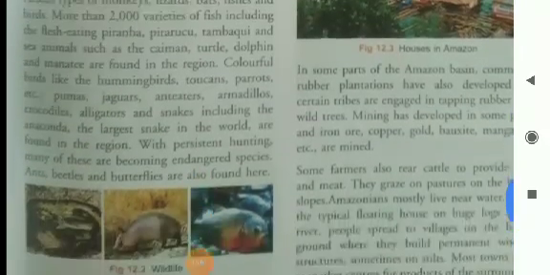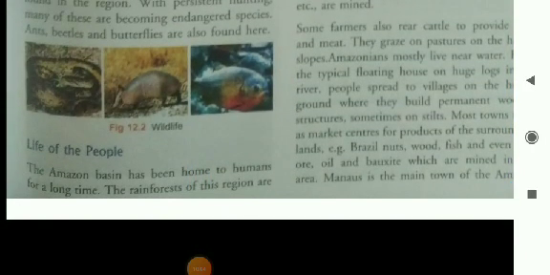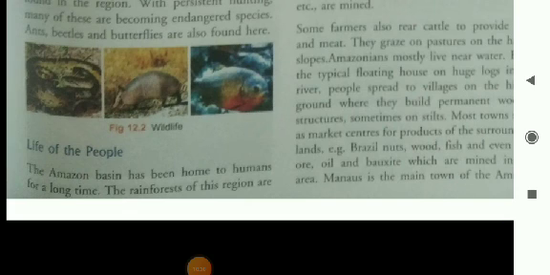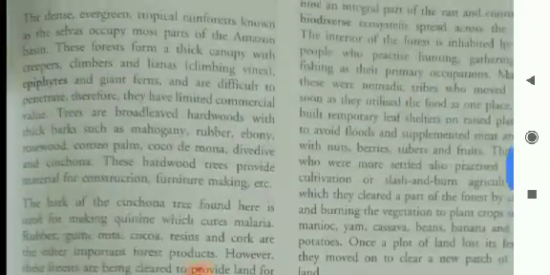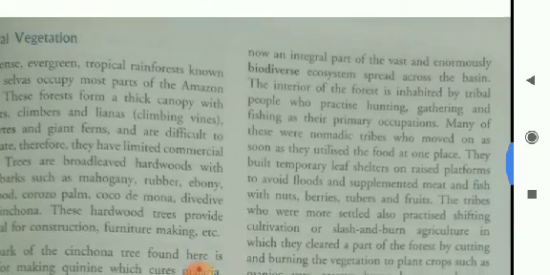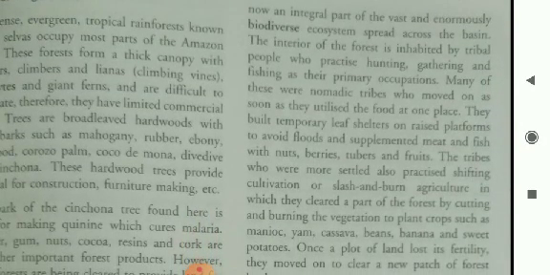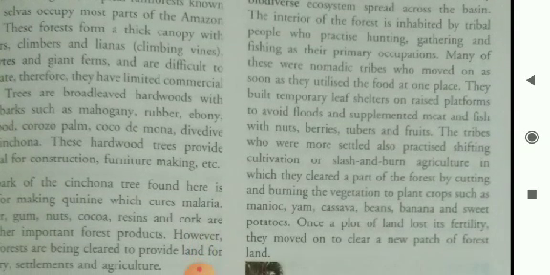Now, let's study about the life of the people. What type of life do people experience in this region? This topic will give us a lot of information about them. The Amazon basin has been home to humans for a long time. The rainforests of this region are now an integral part of the vast and enormously biodiverse ecosystem spread across the basin.